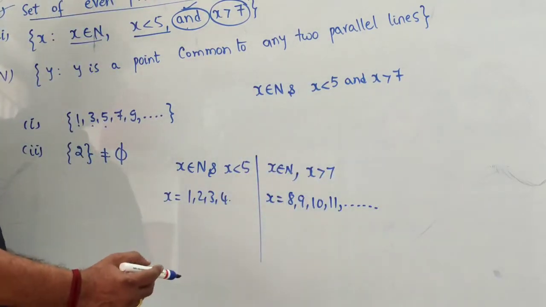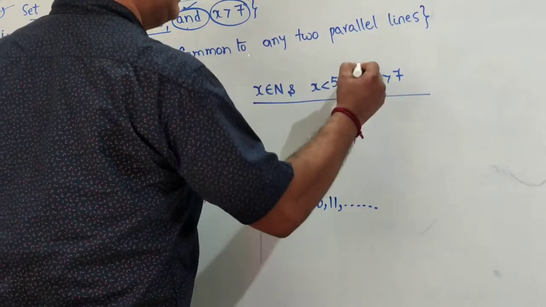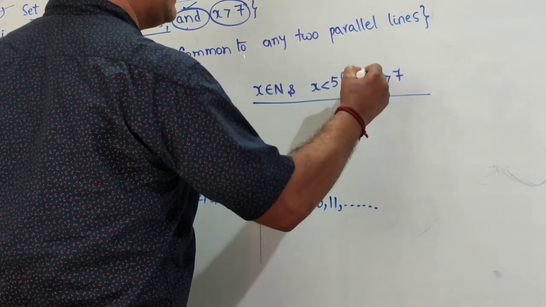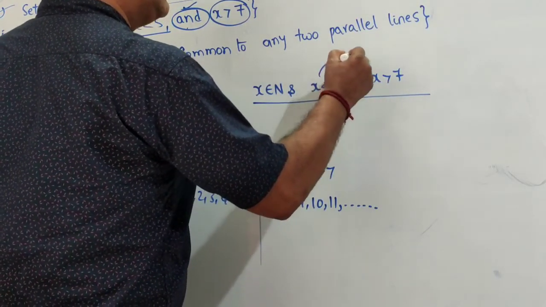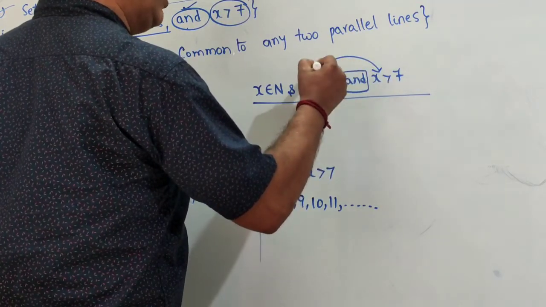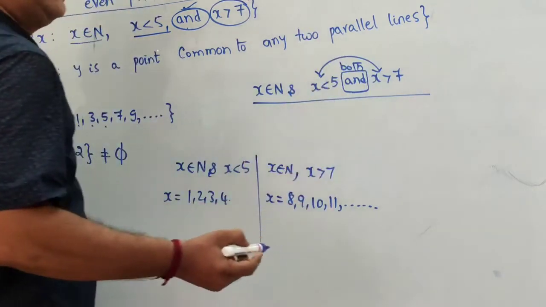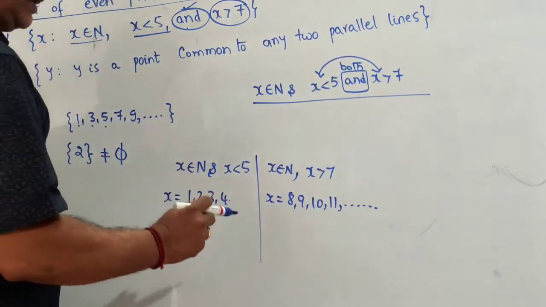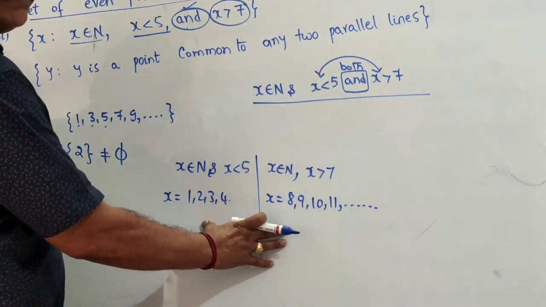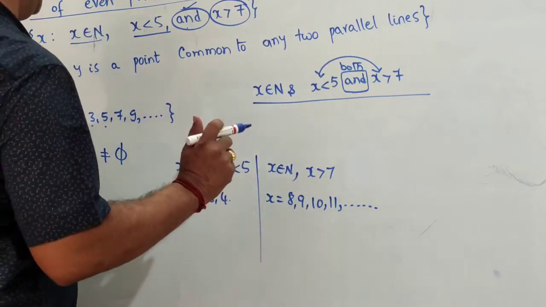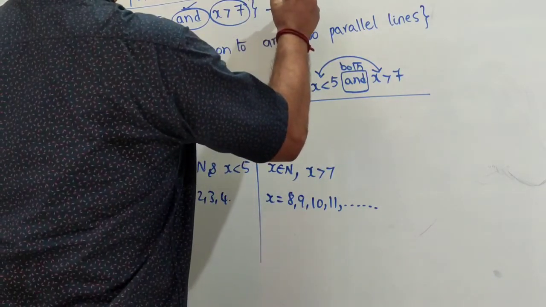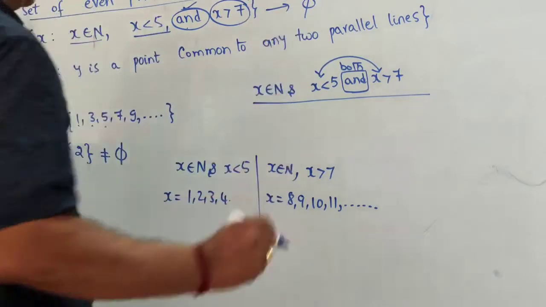Infinite numbers are there. But in this question, one phrase is there, "and", which means it should be satisfied by both conditions. Both conditions means common elements. No common elements. Therefore, it is also null set.